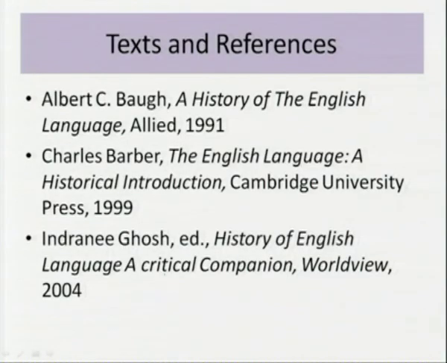So, again as always, let us declare the texts from where we shall be taking our points: A.C. Baugh, A History of the English Language, Charles Barber's The English Language: A Historical Introduction, and Indrani Ghosh's edited volume History of English Language: A Critical Companion. It is not necessary that these are the only texts you consult. You can always have different sets of books, but I thought it was important for us to zoom in on a few texts as a guide and reference, instead of bringing points from various books. It is better to stick to a limited number of books. Of course, time and again I shall be referring to other texts, and I shall mention the names and authors of those texts.